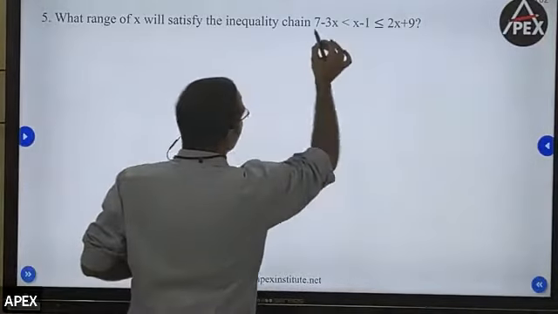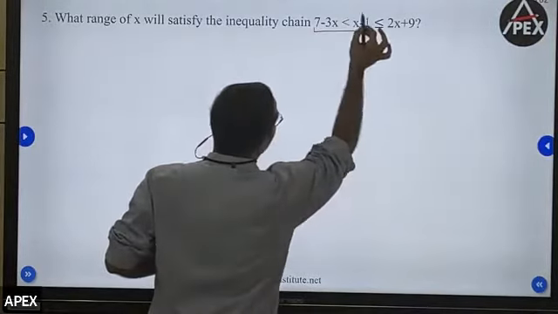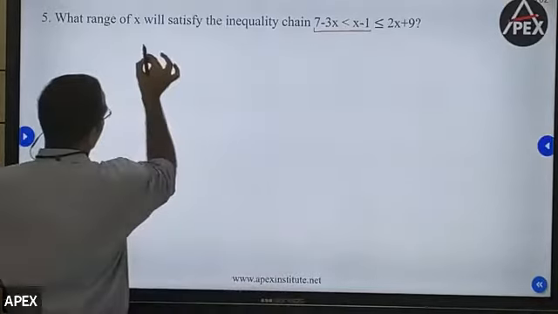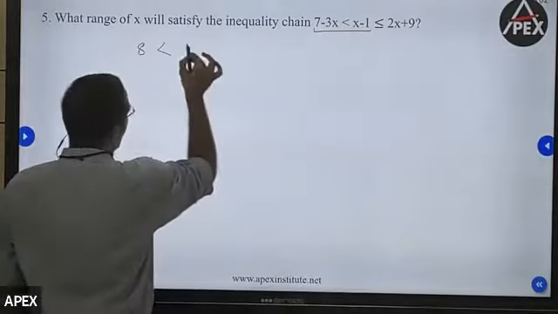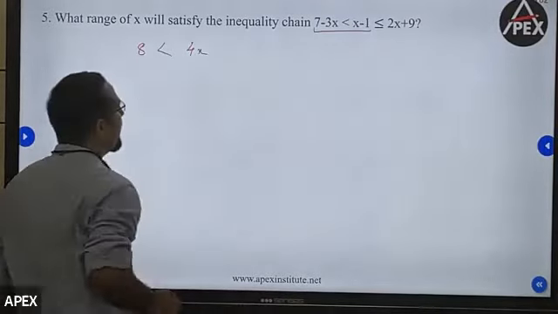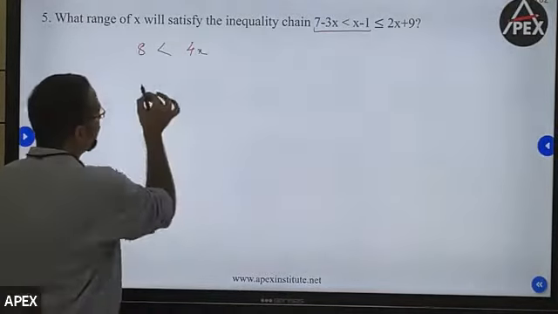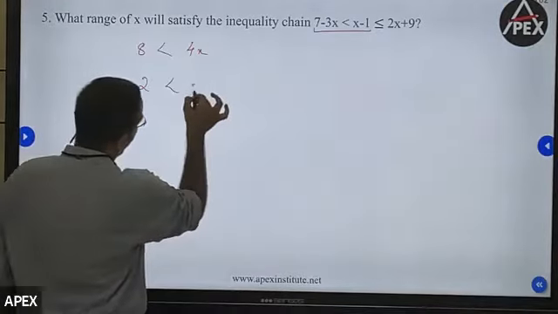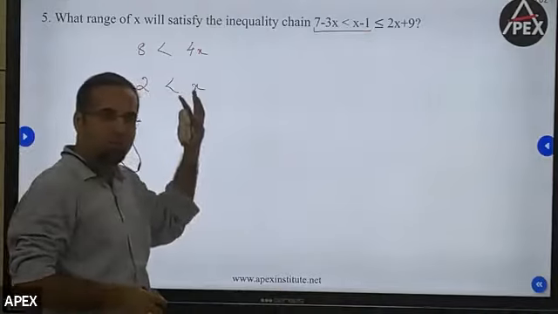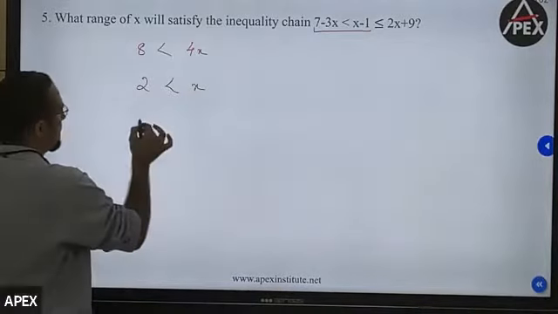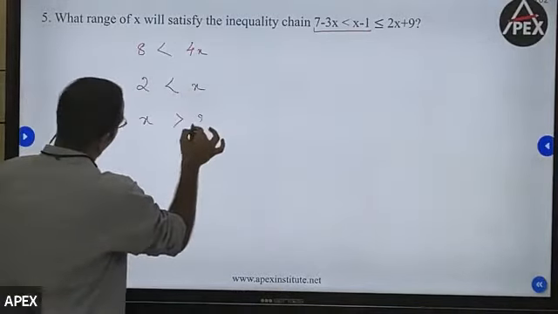So I take one by one. You can solve this verbally also. -1 comes here, becomes an 8. Less than, minus 3x goes on to the right, that becomes 4x. If 8 is less than 4x, then what do I get here, guys? I get 2 is less than x. Now I don't want x on the right hand side, I want x on the left hand side. If 2 is less than x, which means x is greater than 2.